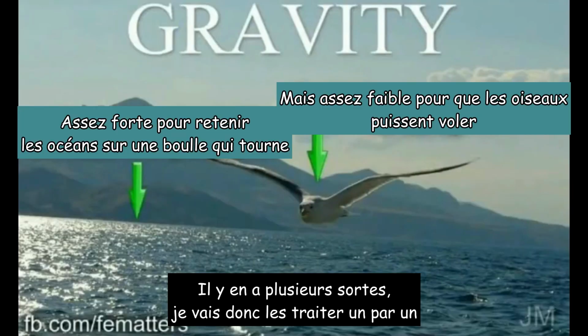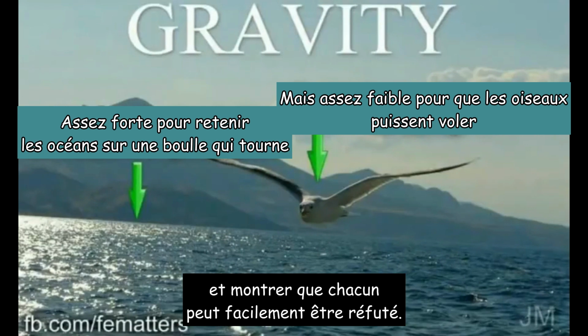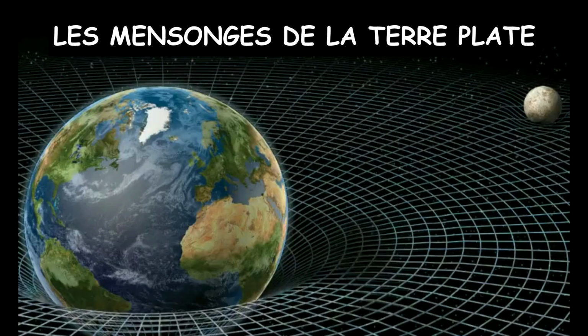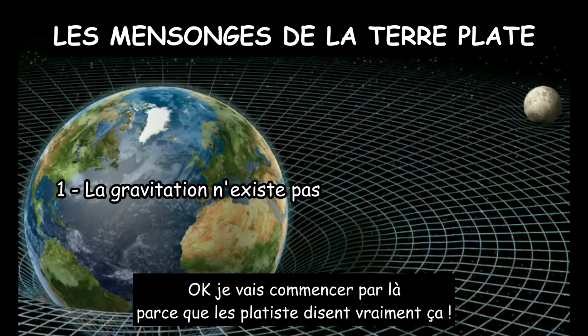They take several forms, so I will discuss them one at a time and show how each one can easily be proven wrong. 1. Gravity does not exist. Okay, so I have to start here because flat earthers really say this.